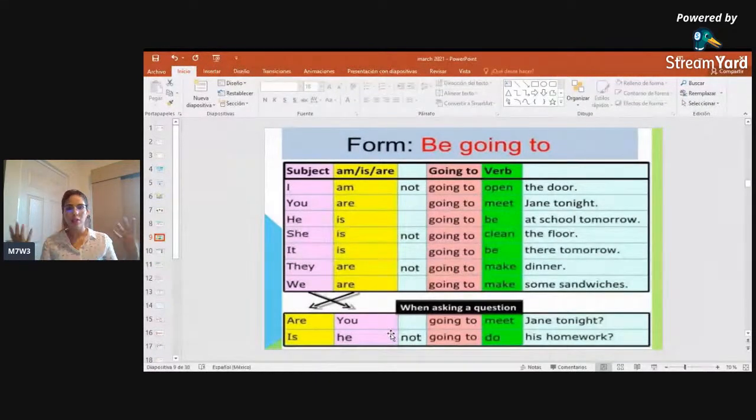Okay, that's the difference. And obviously the certainty of doing the things. Y obviamente la seguridad o la certeza de hacer las cosas, porque si no estoy tan segura, uso will, y si sí estoy segura de que lo haré, voy a usar going to.